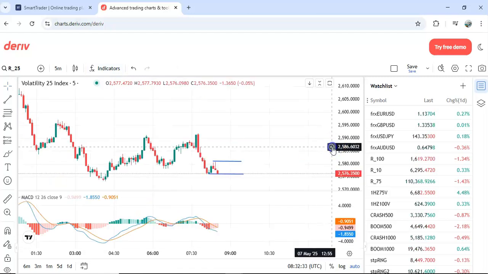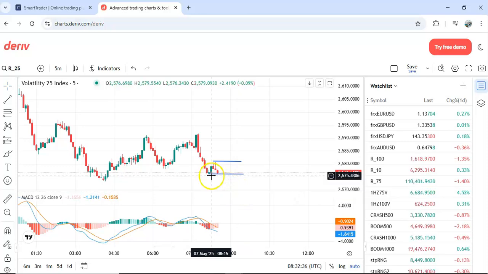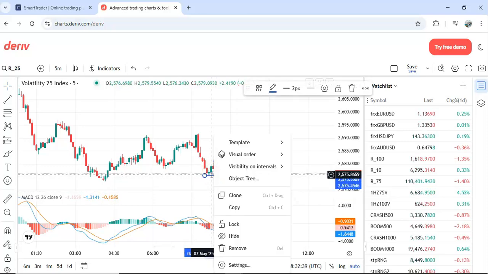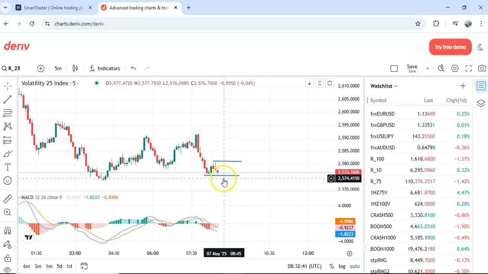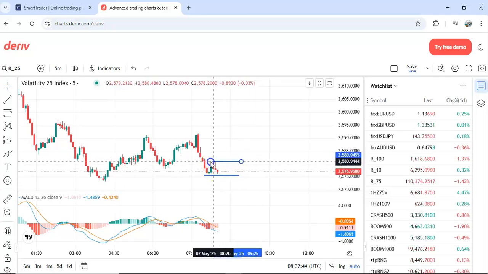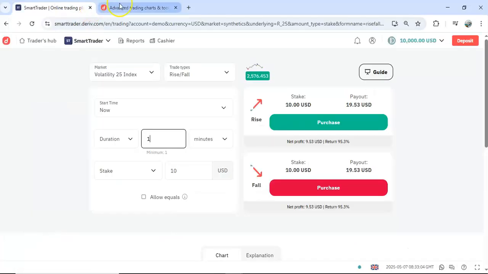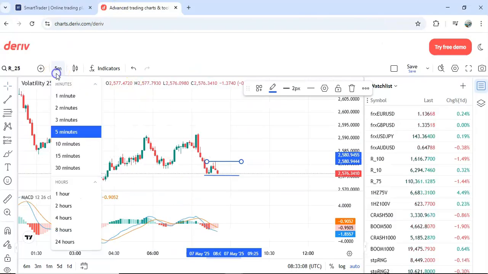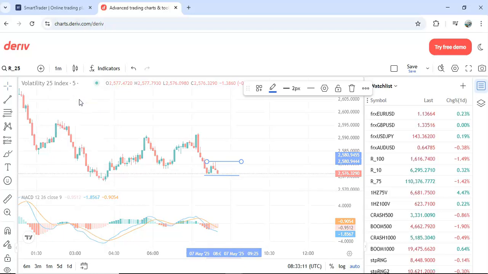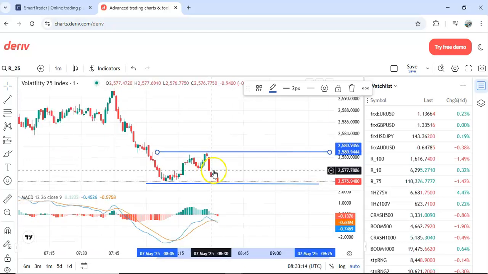So for this strategy, I'm going to add an indicator. I'm going to add MACD. I'm just going to use one indicator on this strategy. So for our strategy, we are going to go back to 1 minute, and we are going to look at these 2 lines. So if our price goes up here, we are going to take a fall, and if our price passes here, we are going to take a rise. I'm going to show you in a minute.